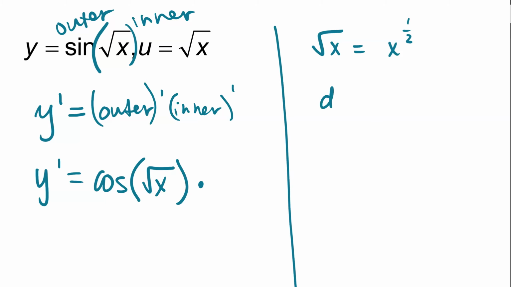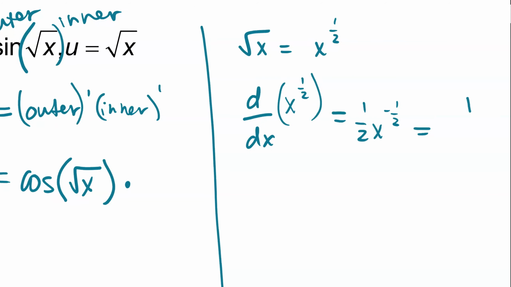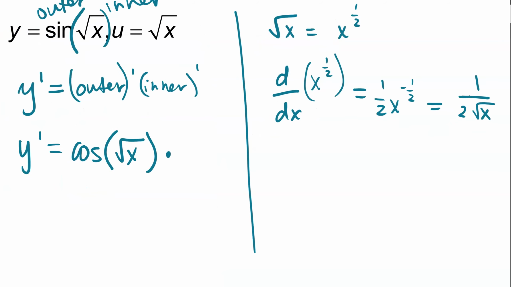So if I want the derivative d/dx of x to the 1/2, power rule. You take the exponent, bring it down, and subtract 1 from the exponent. 1/2 x to the negative 1/2. Simplify it a little more: 1 over 2 root x. I'm going to put it as 1 over 2 root x, that way when I come over here, 1 over 2 root x.